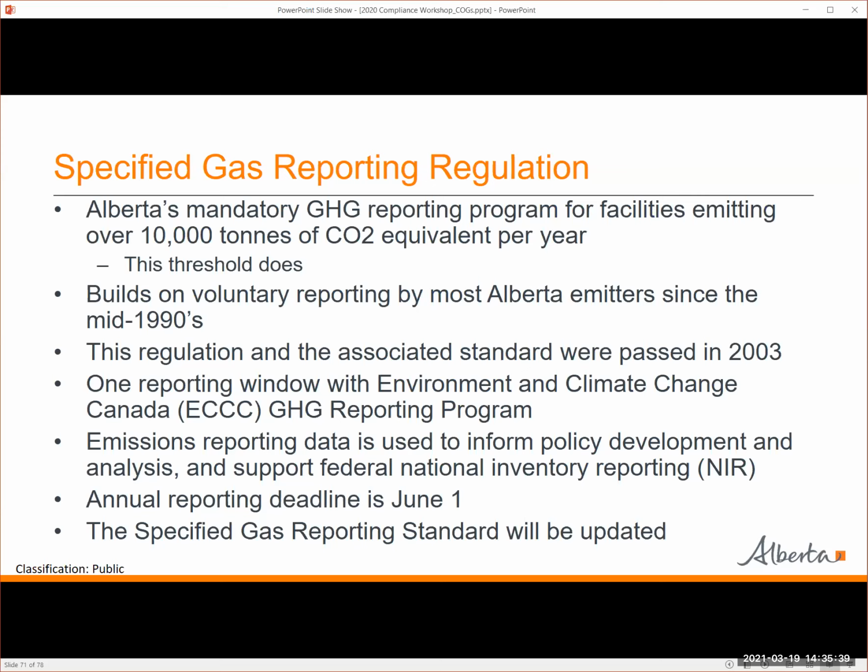Again, this emissions data is used to help inform policy development, and it also supports the federal government's preparation of their national inventory report numbers for international reporting. The annual reporting deadline is June 1st. There's going to be some updates to the standard this year, so look for that, mainly to align with the recently published AQM.